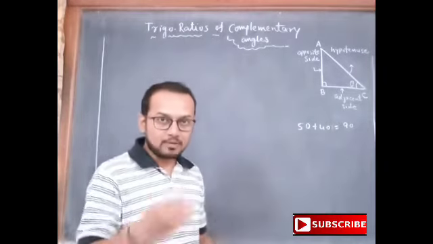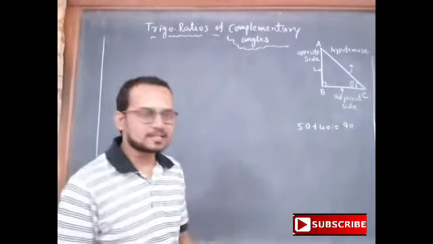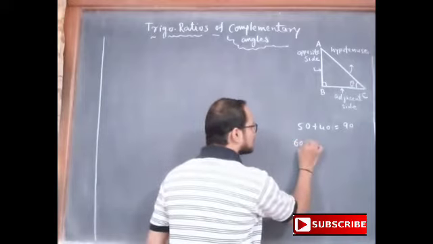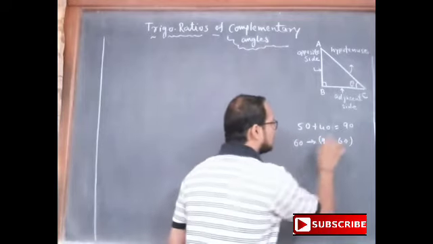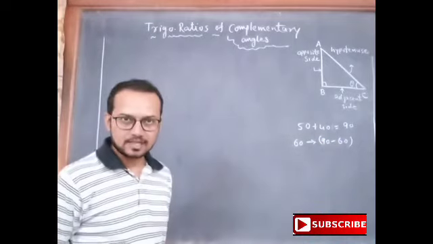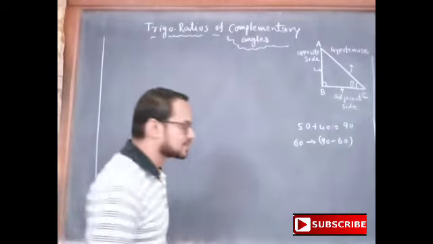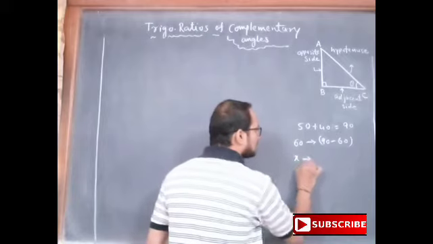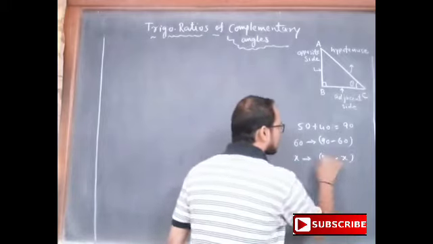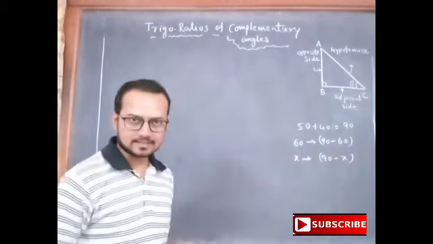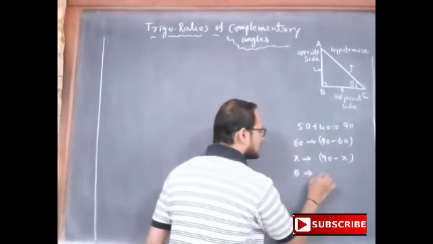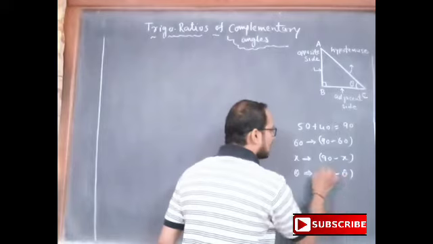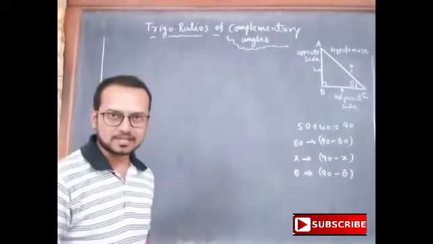If I want to get the complementary angle of a 60 degree angle, the complementary of 60 can be got by 90 minus 60. If I want to get the complementary angle of x, 90 minus x is the complementary angle of x. If I want to get the complementary angle of theta, then what do I get? 90 minus theta is the complementary angle of theta.